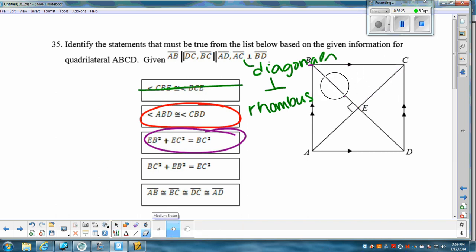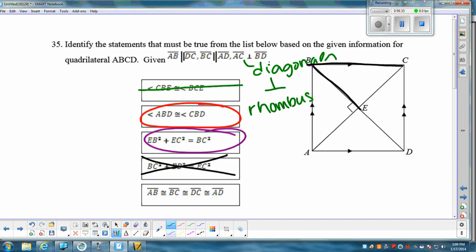Next property. We have BC squared plus EB squared. Well, that's a hypotenuse plus a leg, so that's no. The last property says that all of our sides are congruent. Since we have a rhombus, this is true.